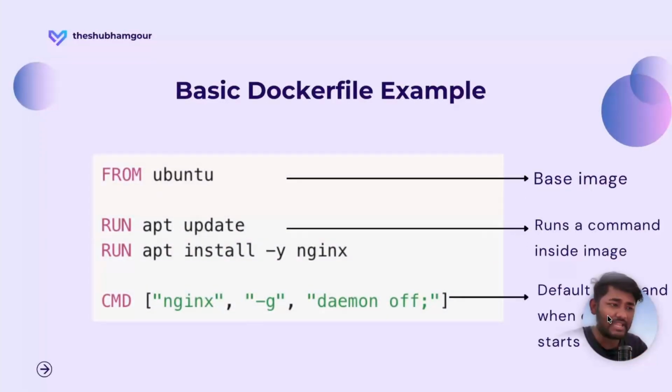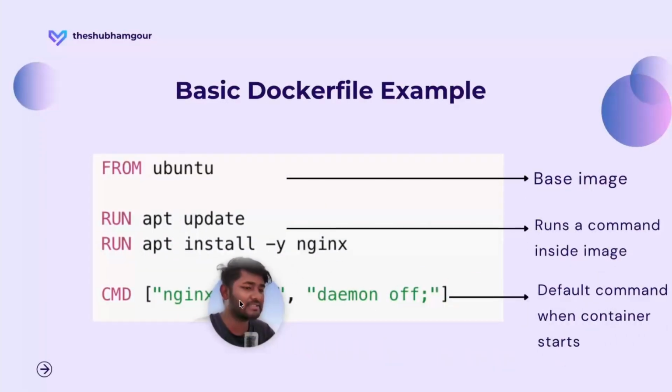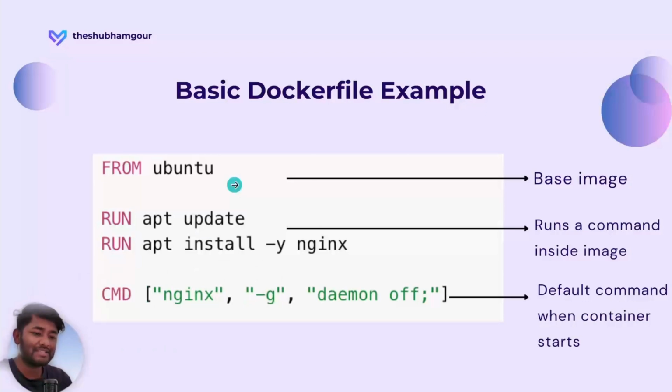So let us first take the example of a very basic Dockerfile. So here on the screen you can see we have three commands, that is FROM, RUN and CMD. Don't worry, we are going to see this in the demonstration, and at that specific point we are going to explore it in depth.